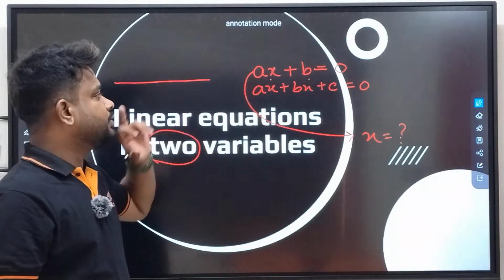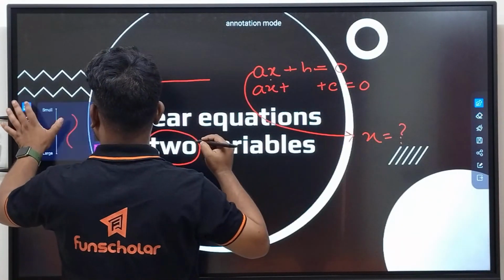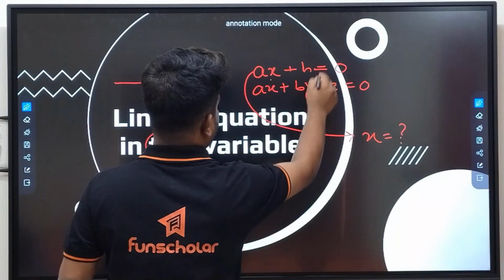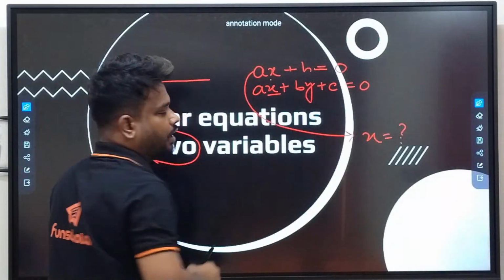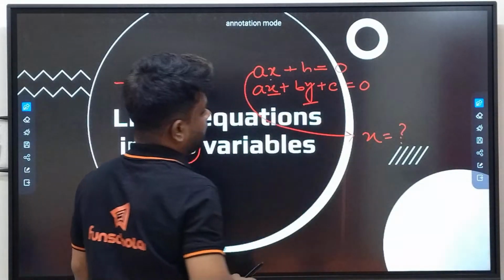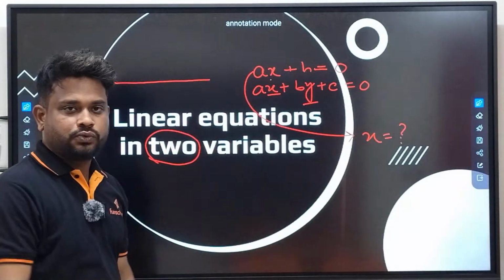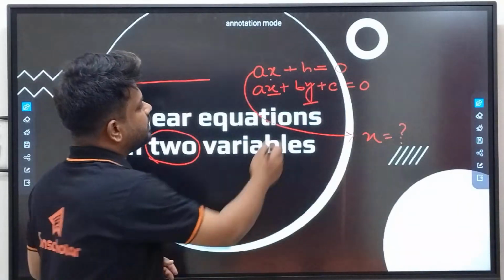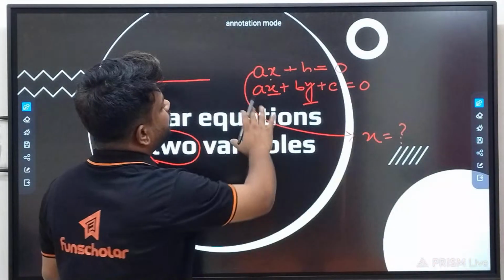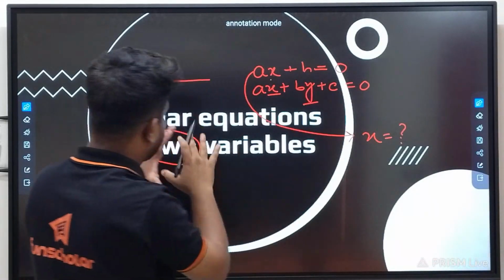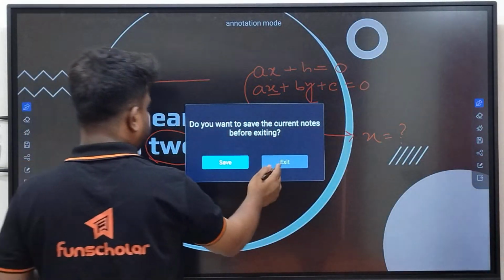And talking about this one here, it will look like this, where x is a variable, y is also a variable, and a and b are the two coefficients of these two variables, and c is obviously a constant. Okay, so we are going to learn the whole thing in our next slides. Okay, so let's see.